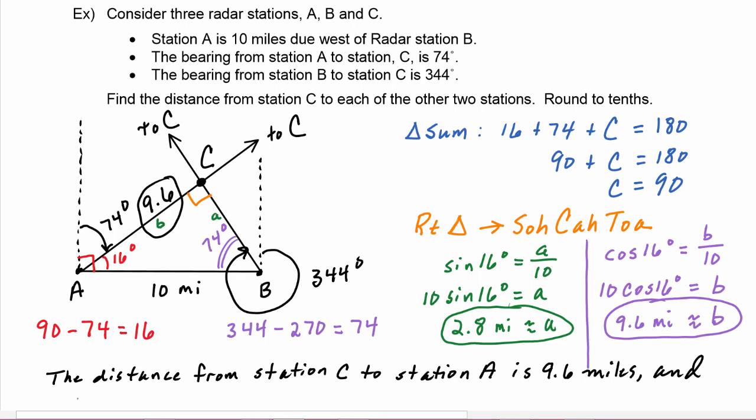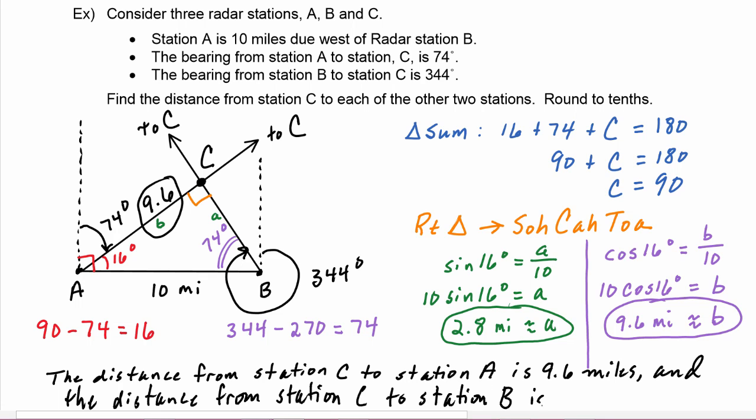and the distance from station C to station B is, well, let's see. From C to B is going to be the letter a that we just found right here, which is 2.8 miles.